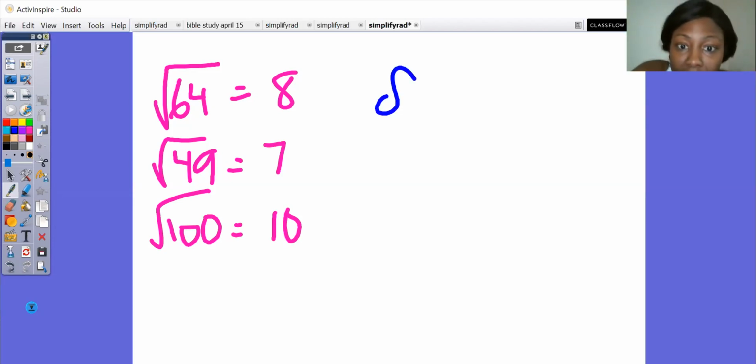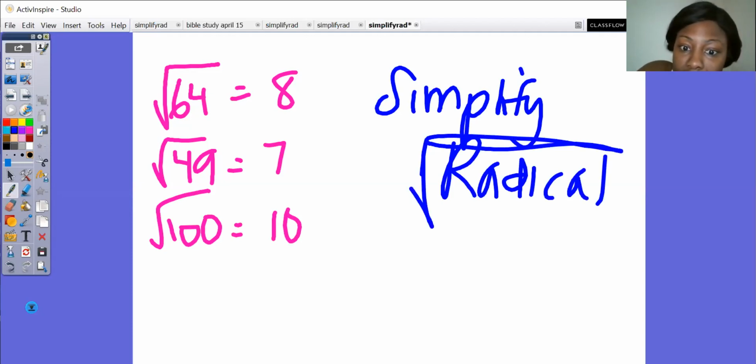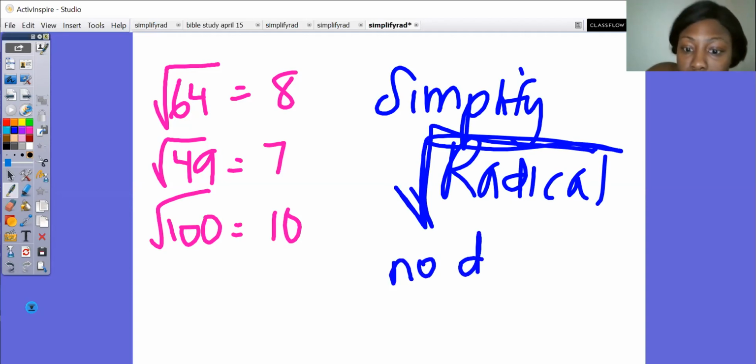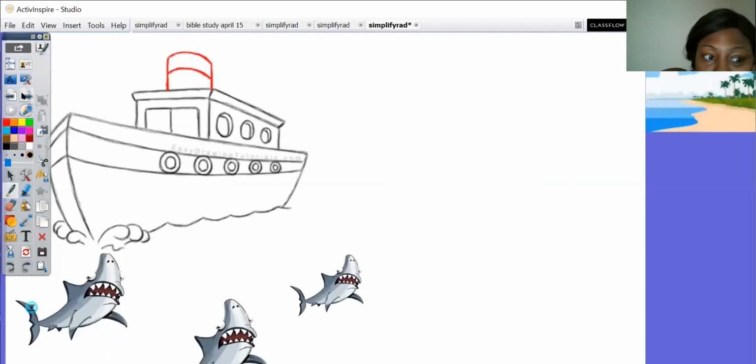But when we simplify radicals, it's because it's not a perfect square. The radical is this thing right there. That's the radical. And we're going to be simplifying them using no decimals. What we want to do is we want to kind of break it down to see how we can write it without decimals. So I'm just going to go right into it. I'm going to do 2 example problems, maybe 3. I don't want it to be too long.